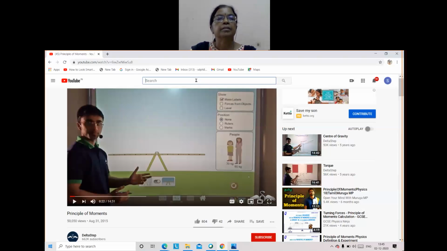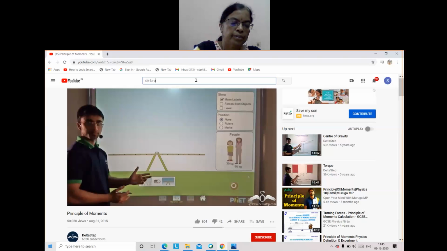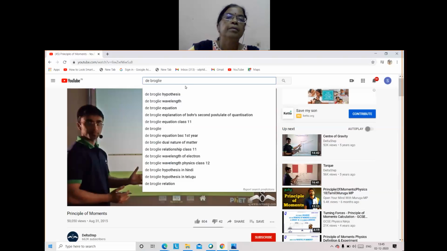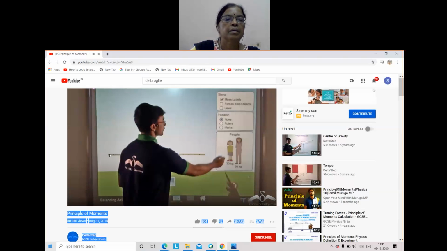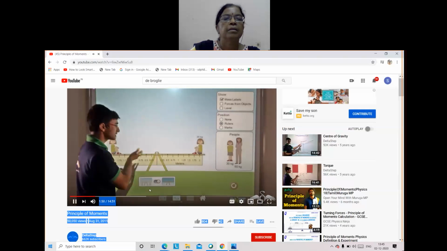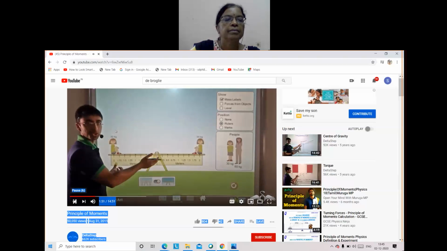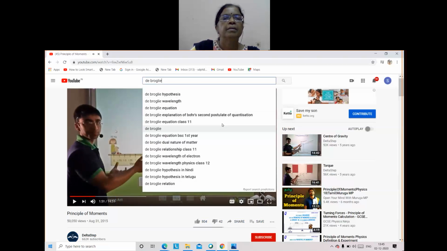So de Broglie. Is a ruler 2 meters from the center of the seesaw. De Broglie's explanation of Bohr's second postulate.